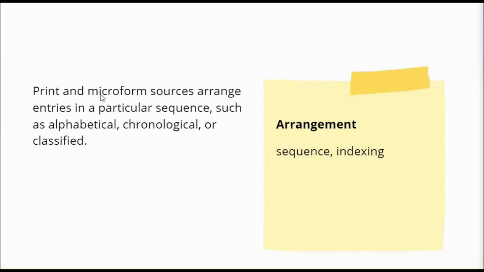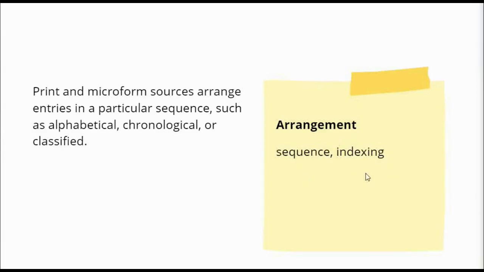Alright, so print and microfilm sources arrange entries in a particular sequence. So for example, alphabetical, chronological, depending on their time or currency, and also they are classified by subject. Okay, so the most well-known or the most used by users is alphabetical because it is the easiest and also it is the most common, so they've used it before. Alright, so that was for the sequence of the information. It could be alphabetical, chronological, or classified.